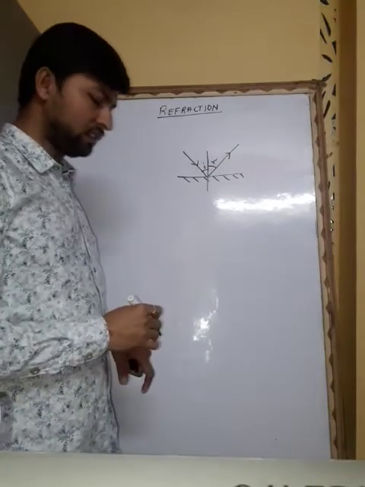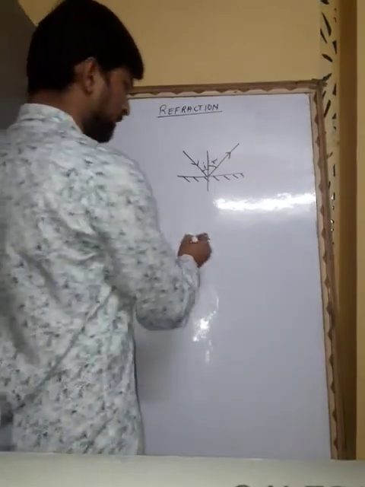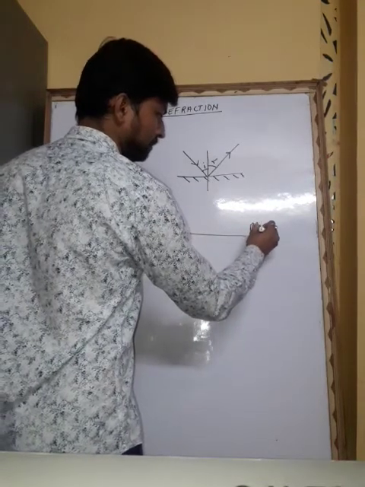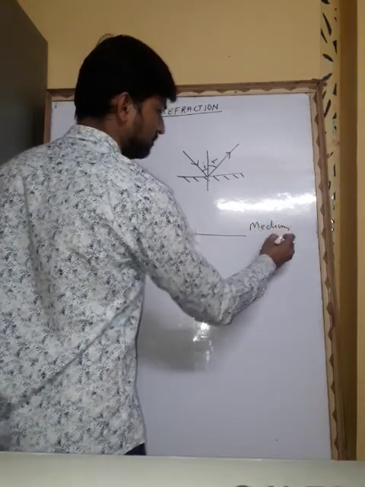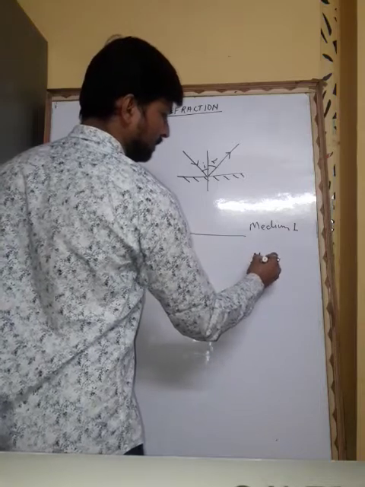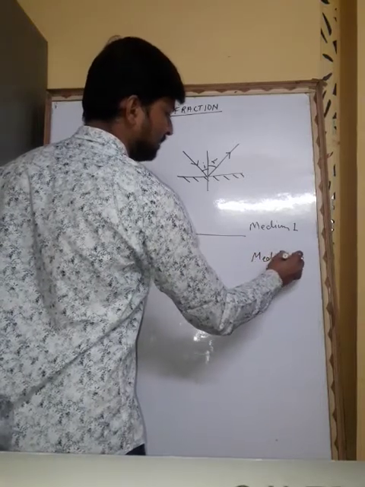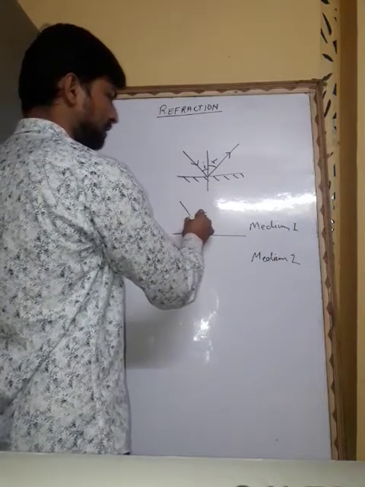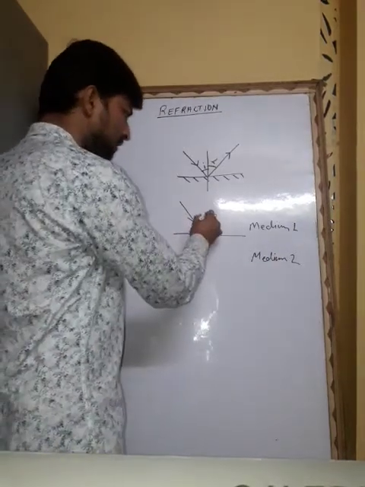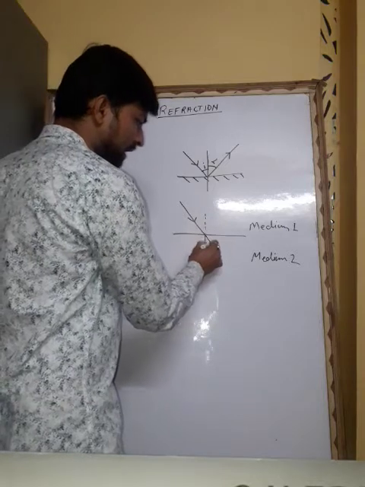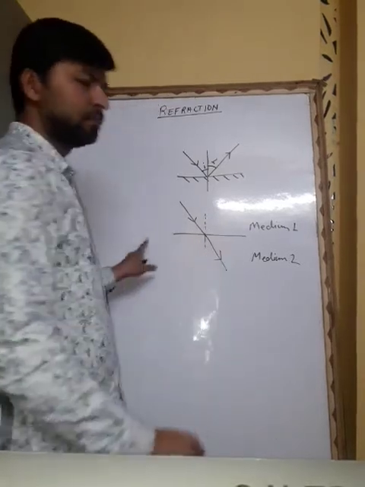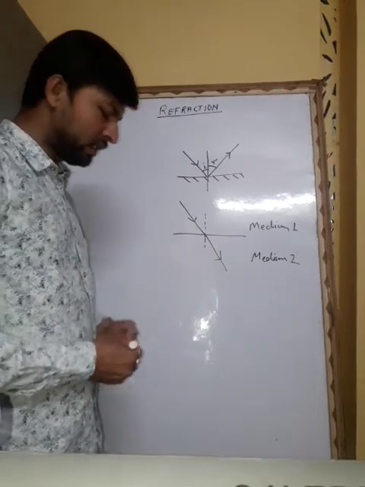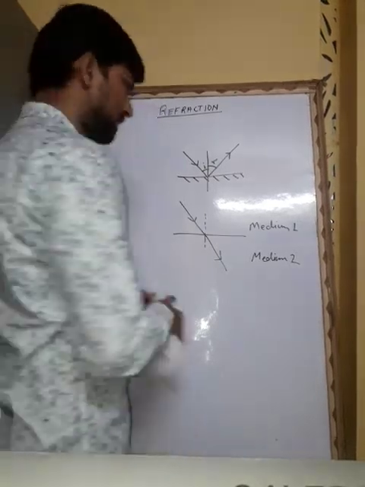Now in refraction, what you will study is that this is one medium and this is medium 2. Here light will fall obliquely from one medium and it refracts in another medium. That is the bending of light from one medium to another medium. So let's now talk about refraction completely.